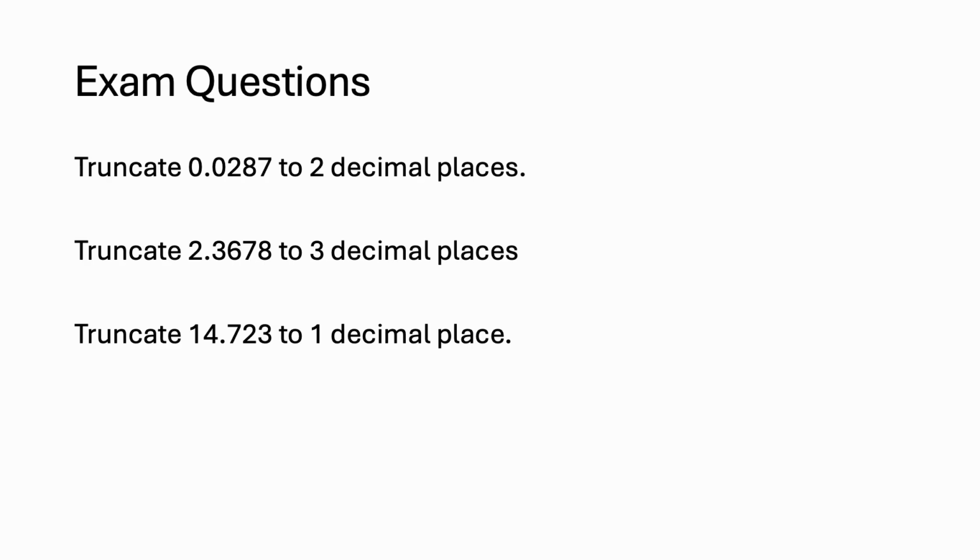So let's look at this one here. Truncate 0.0287 to 2 decimal places. So this 2 is the second decimal place. When we truncate, we cut off, so we don't care about the numbers to the right of it. So we get an answer of 0.02. Truncate 2.3678 to 3 decimal places. We look at the third decimal place, which is the 7, and we cut off all the numbers to the right next to it. So we get an answer of 2.367.